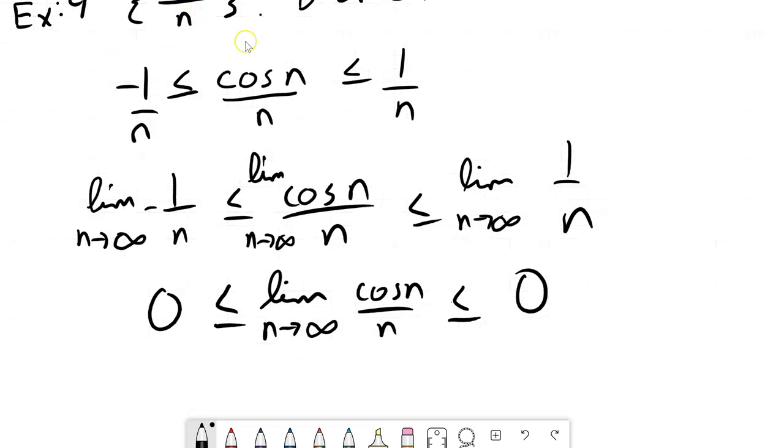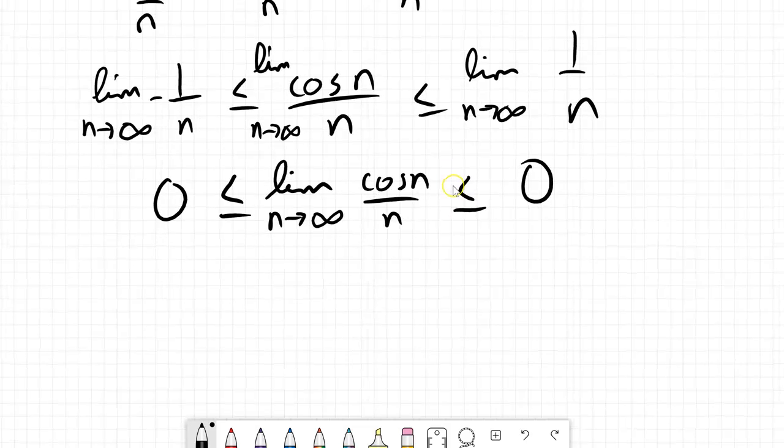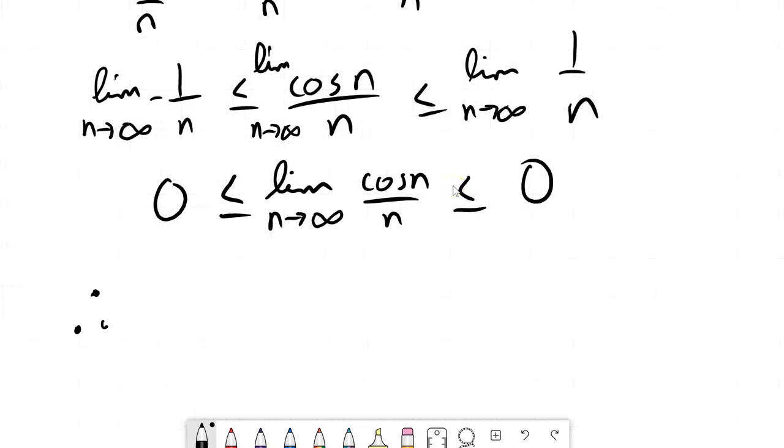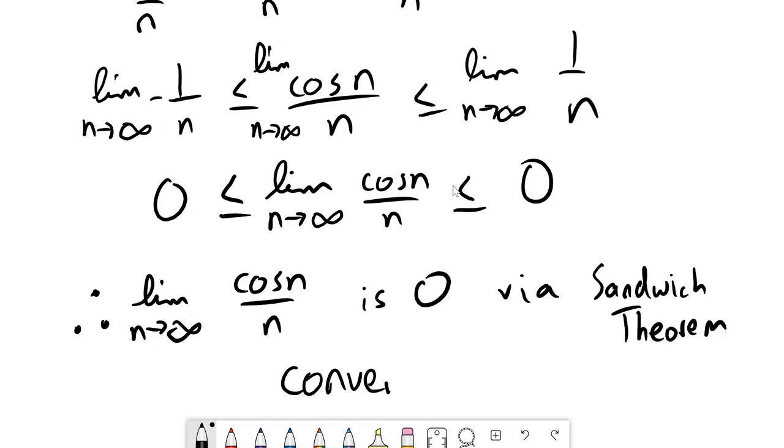That's kind of an interesting result, right? We have 0. This has to be between 0 and 0. By the sandwich theorem, it should be 0. So therefore, the limit as n approaches infinity is 0 via the sandwich theorem, or squeeze theorem, whatever you learned. And it converges as a result.